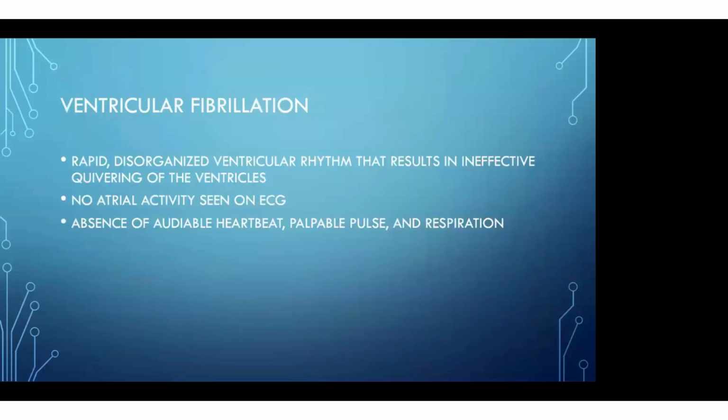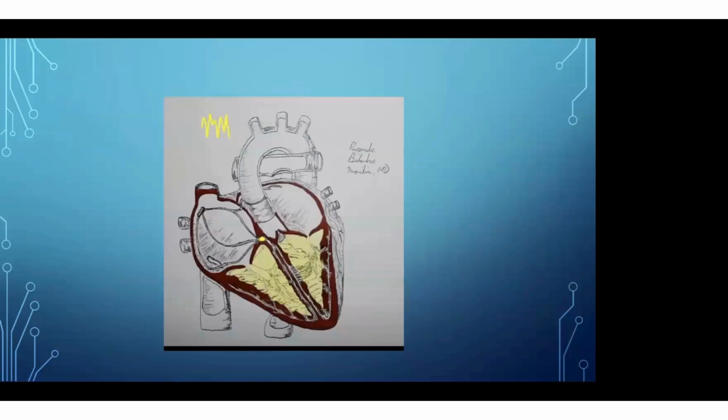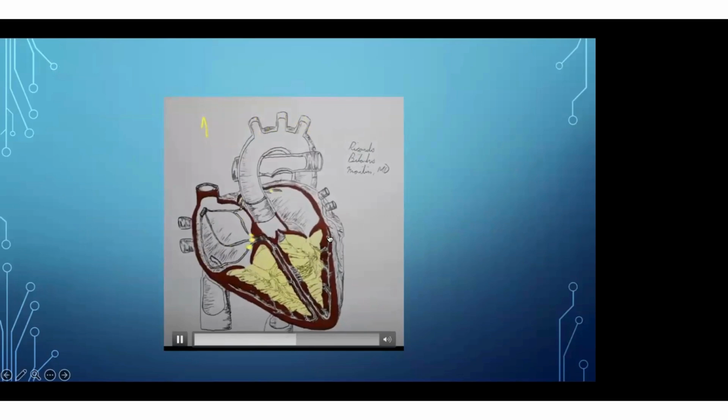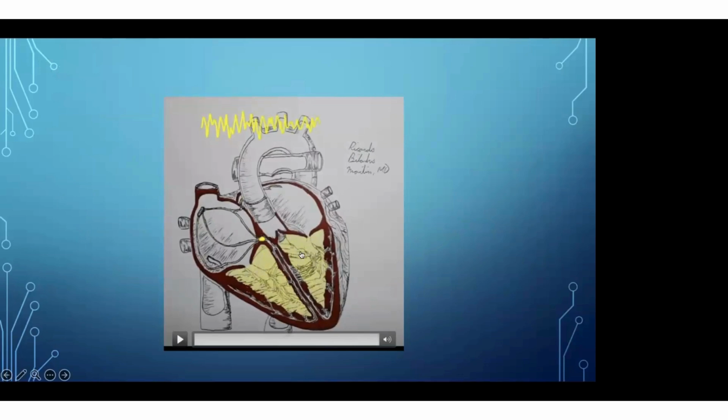Ventricular fibrillation is a rapid, disorganized ventricular rhythm, an ineffective contraction of the ventricle. No atrial activity on ECG. This is where the ventricle fibrillates. When the ventricle fibrillates, there is no forward cardiac output. The patient will have zero blood pressure, no pulse palpable. It will be code blue. Then you have to resuscitate the patient and find out the cause.